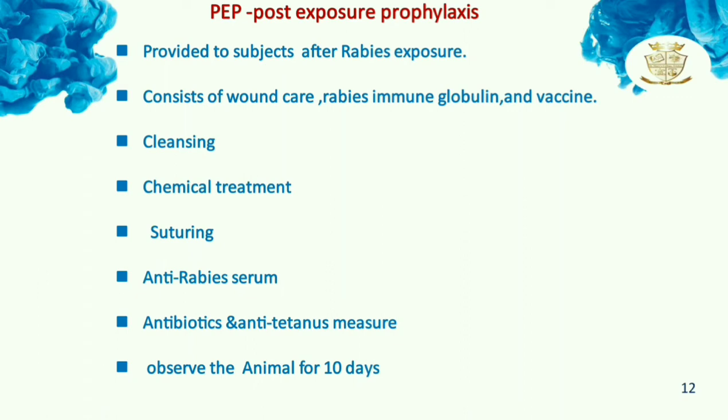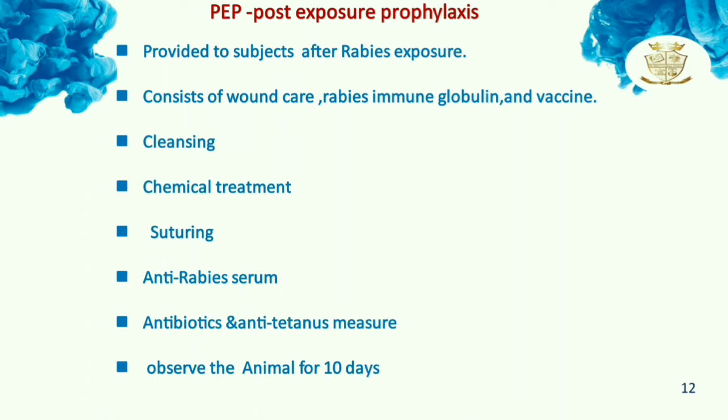Then post-exposure prophylaxis. It is provided to subjects after rabies exposure and consists of wound care, rabies immune globulin and vaccine: cleansing and chemical treatment, suturing, anti-rabies serum, antibiotics, anti-tetanus measures, and observing the animal for 10 days. The rabies vaccines are the nervous tissue vaccine and duck embryo vaccine, for example purified chick embryo cell vaccine, and the cell culture vaccine, the human diploid cell vaccine.